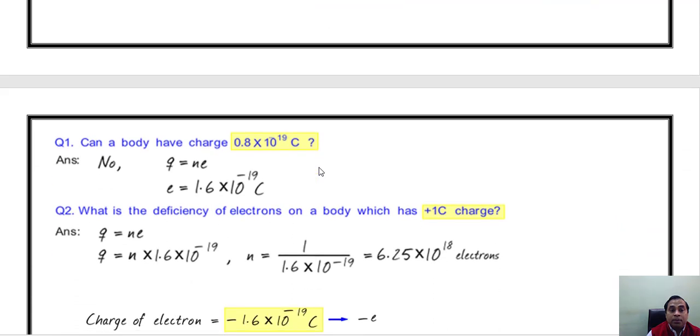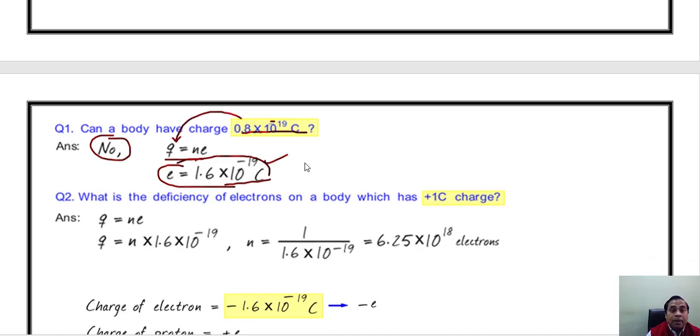Now look, one more question. Can a body have this much charge? What will you do? You follow the formula Q equal to N into E. Q is equal to this much. What is E? The E value is constant, 1.6 into 10 to the power minus 19. Find the value of N. N will not come as a whole number. So that's the reason it cannot be generated. You have to write it on your own. Find the value of N. Okay, this is minus 19. 0.8 into 10 to the power minus 19 coulomb charge.